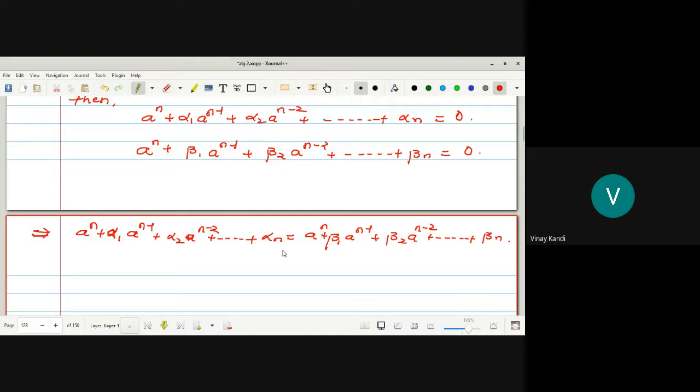Okay, so by the cancellation law, this a raised to n and this a raised to n cancel. So this implies alpha 1 minus beta 1 a raised to n minus 1 plus alpha 2 minus beta 2 a raised to n minus 2 plus up to so on, alpha n minus beta n is equal to 0. Okay, what is the meaning of this sentence?